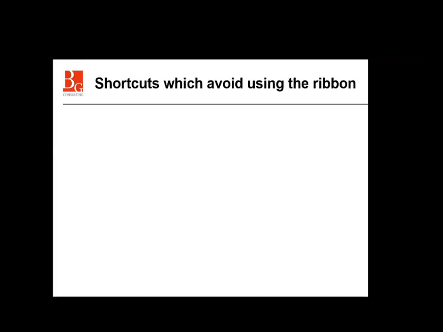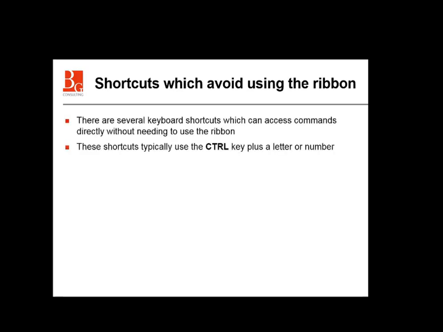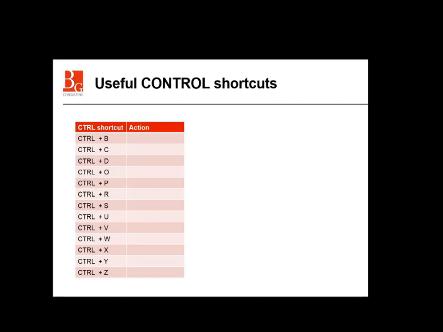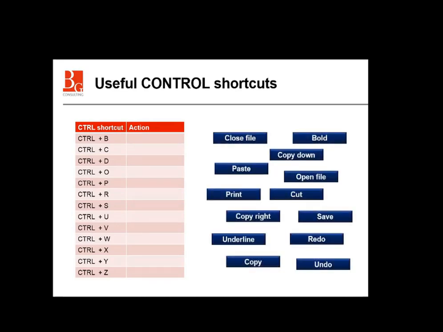There are several keyboard shortcuts which avoid using the Excel ribbon. These shortcuts typically use the Control key plus a letter or a number. The function keys also have some useful shortcuts attached to them. Let's start by looking at the useful Control shortcuts. Pause the session and try out these shortcuts in a blank version of Excel. See if you can match up the action to the Control shortcut.